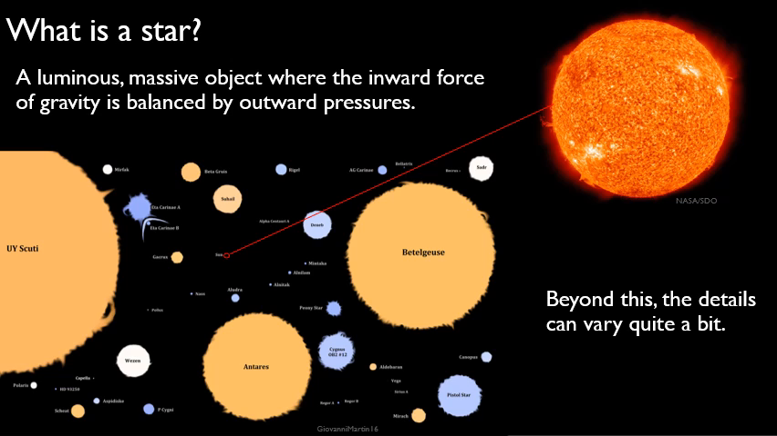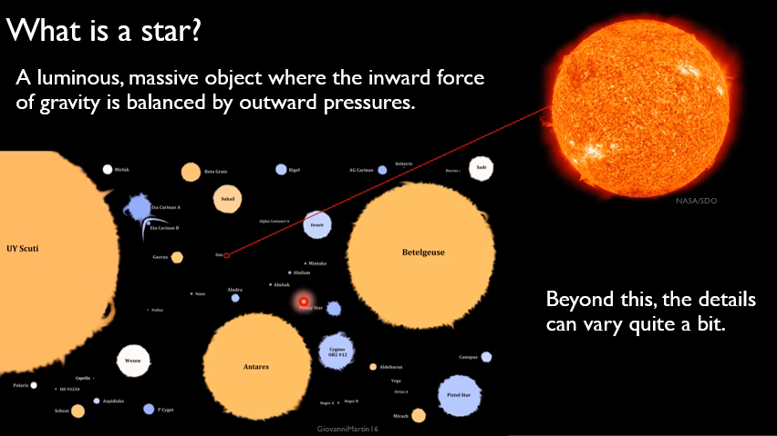And beyond that basic definition of a luminous massive object, where inward force of gravity balances outward pressures, there's a lot of different details here, and the details of the specific stars can make them be quite different. So for instance, they can vary greatly in size. Here our sun is a tiny dot that you can't even see in this image, and here are some other stars that are nearby that are absolutely massive.